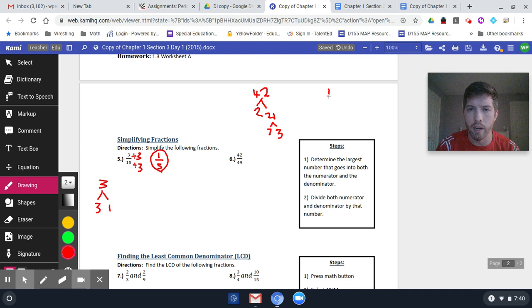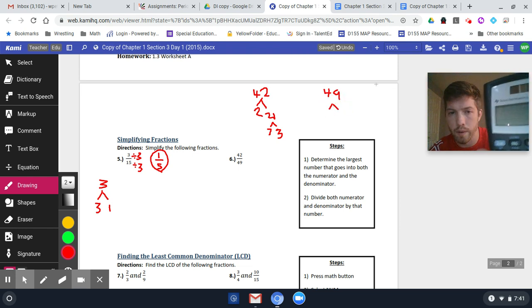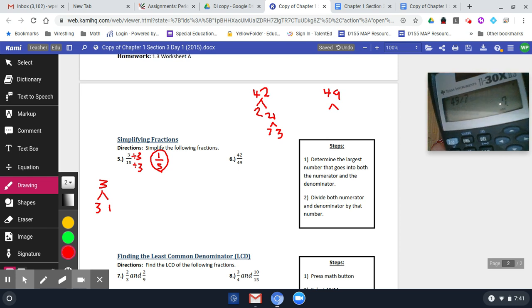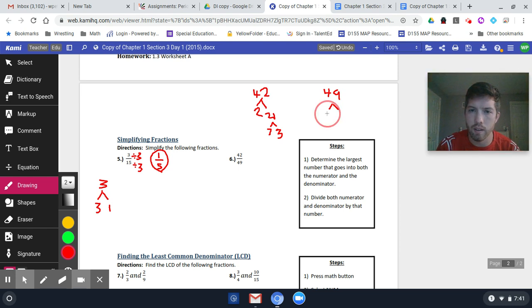Now we need to go to 49. If you're good with your math tables, you should know right away that 49, you can always double check. I would always check the biggest ones. So we have 7, 3, and 2. If you go to 49 divided by 7, oh, look at that, 7 times 7 is 49. And those are both prime. They can't get any smaller. So what number do both of these have in common? Well, it's 7.